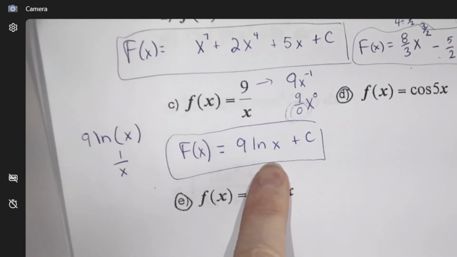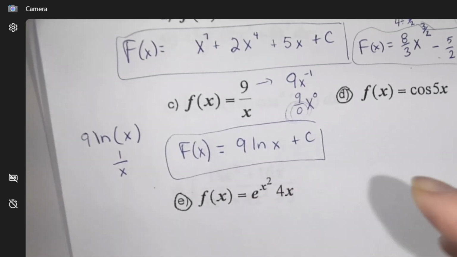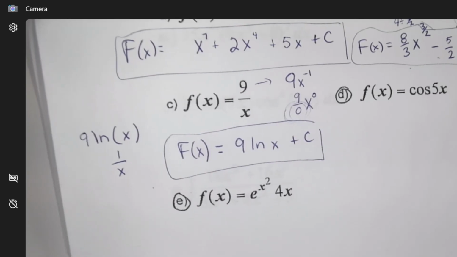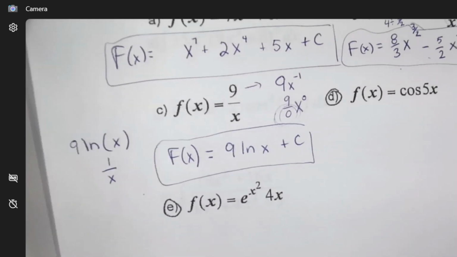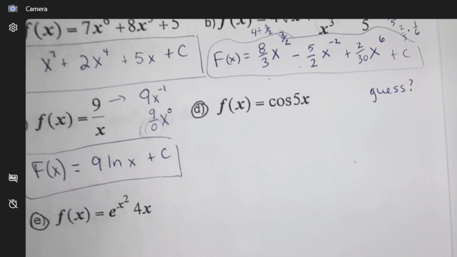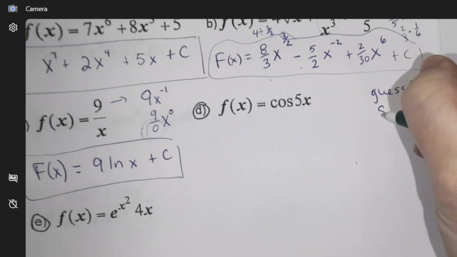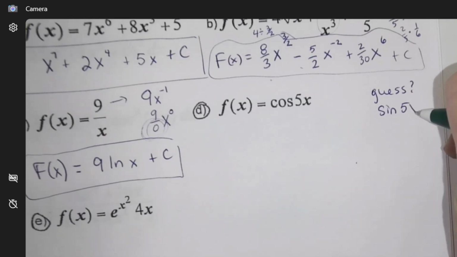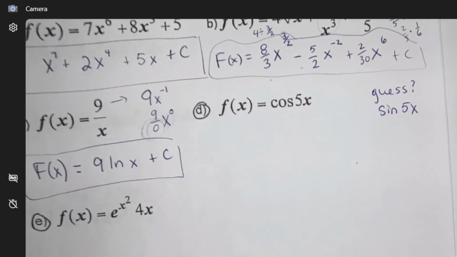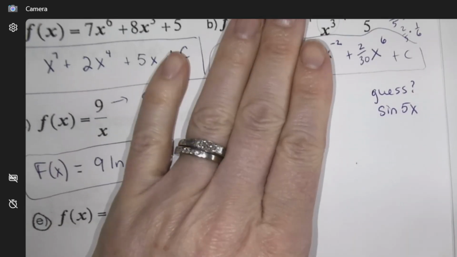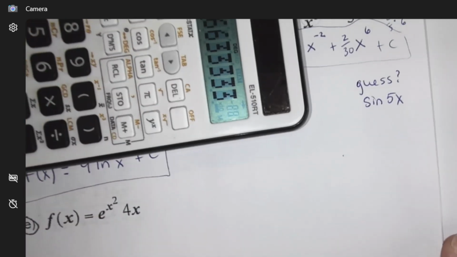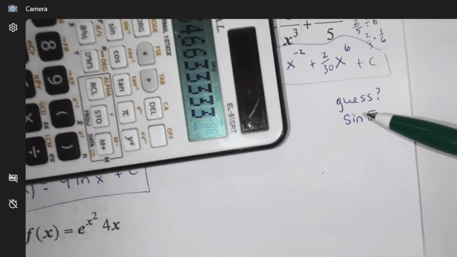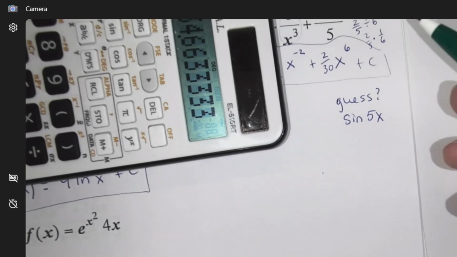Okay, and what do you do again? Take your answer, scrap paper, derive it. Did you get to where you needed to get? Okay, what's your guess? How would we start something and then derive it to the cos? Sine of 5x. Okay, don't look at your answer. Ready? Take your guess and derive it.